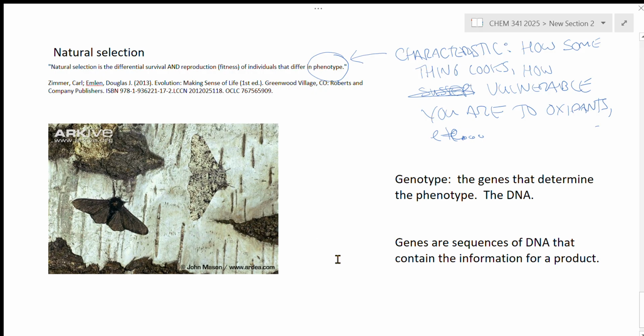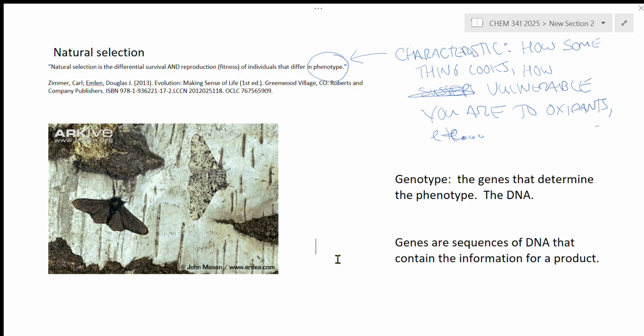Does that make sense? Do people have questions about what a gene is? Okay, a genotype, a phenotype? All right. So what natural selection is about then comes back to what DNA that organism has. Okay? And so let's take a look at this example. This is a classic example of natural selection. Some of you may have heard of it before.